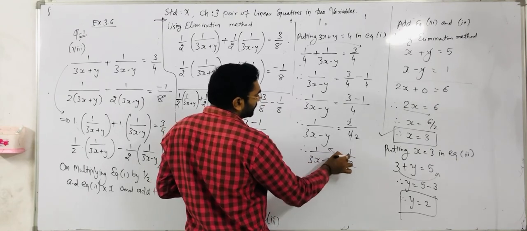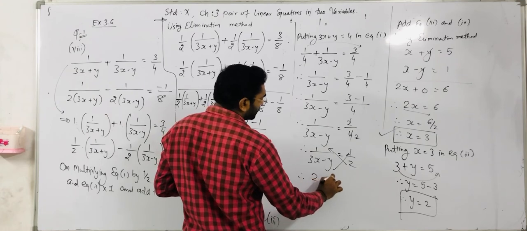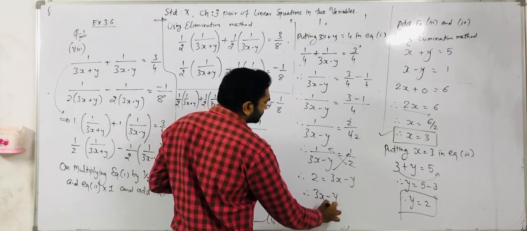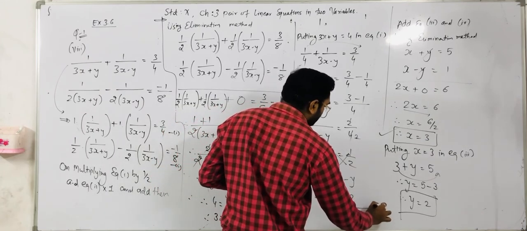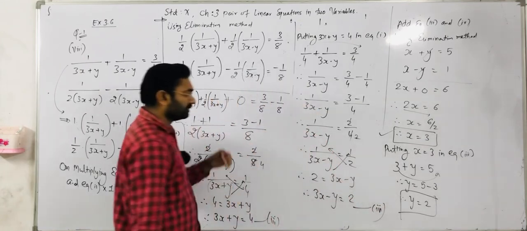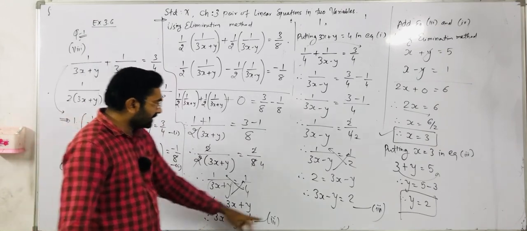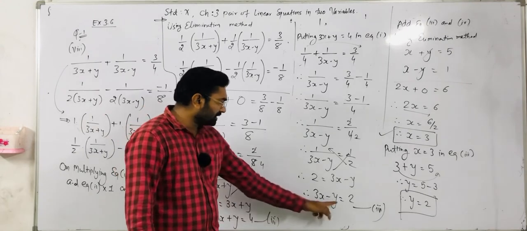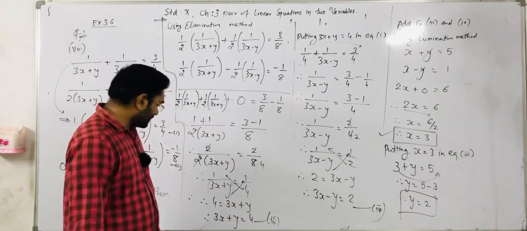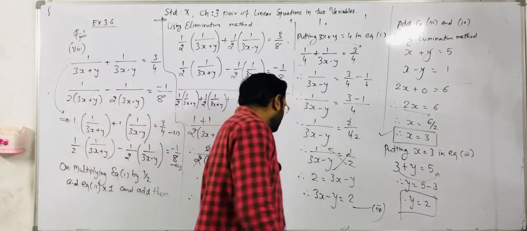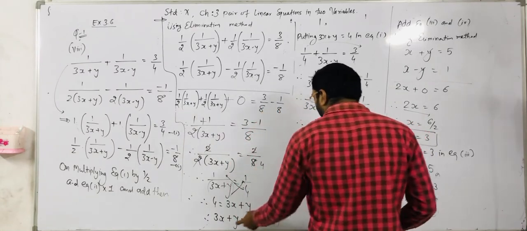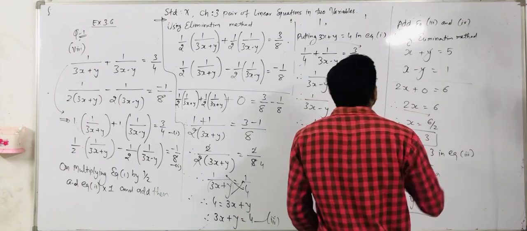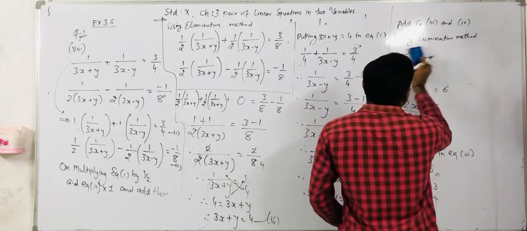2 is multiplied with 1, and 3x-y is multiplied with 1. So we get 2 is equal to 3x-y. So 3x-y is equal to 2. This is equation number 4. Now equation 3 and equation 4 we have to solve. You can observe in both equations the y coefficient is 1, so we apply the elimination method. It is an equal coefficient so no need to multiply with any number, but different sign, so we have to add equations 3 and 4.